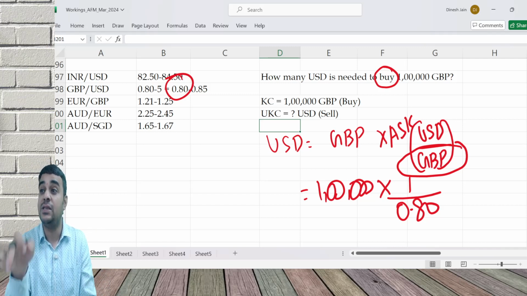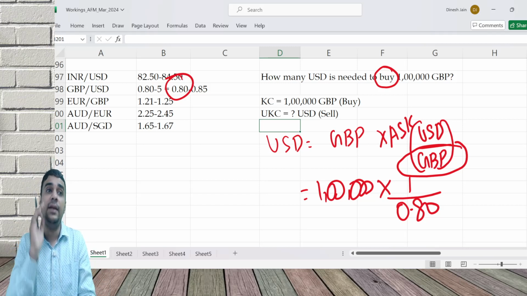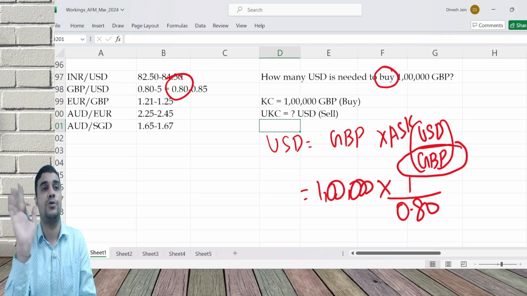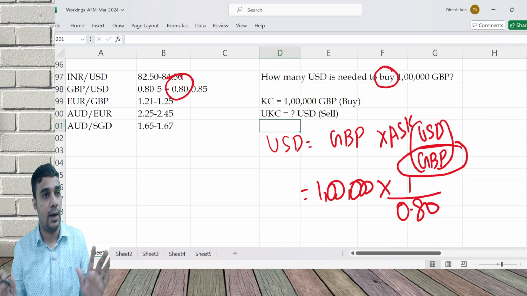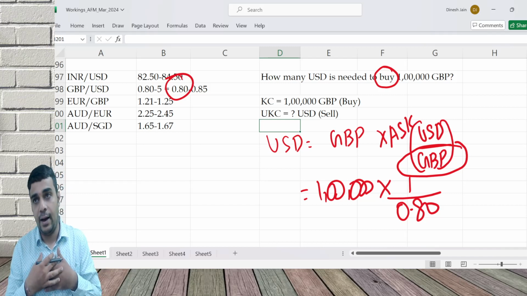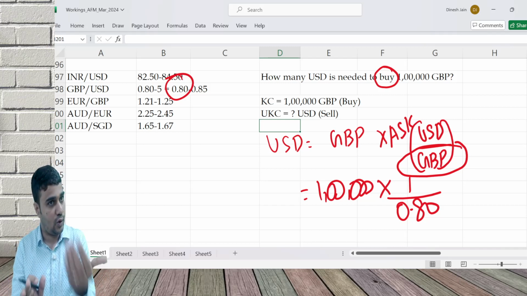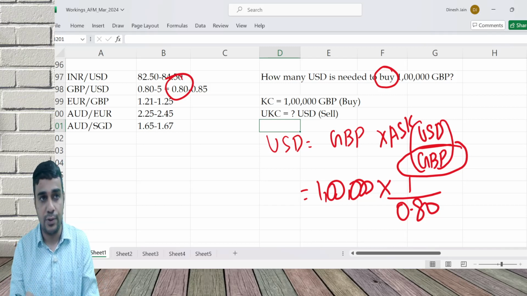Why I've used this 1 by bid, that is 1 by bid. So a student in a hurry just sees, okay, 0.8, 0.85. I have to use ask rate. Let's use 0.85. All that will not work. Again, I'm repeating. After doing this so many times, I can make mistakes. Obviously, you will also make mistakes. So never rush through the solution.